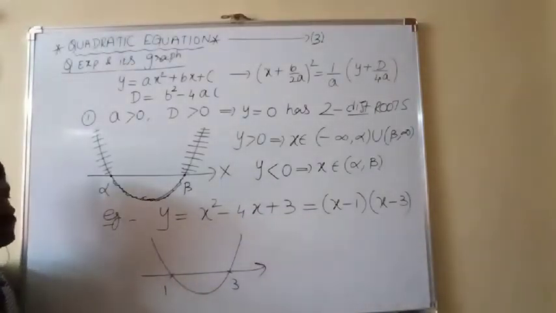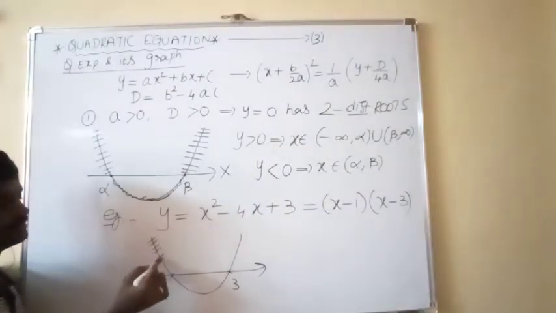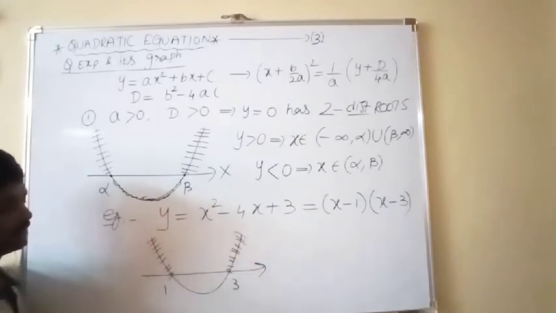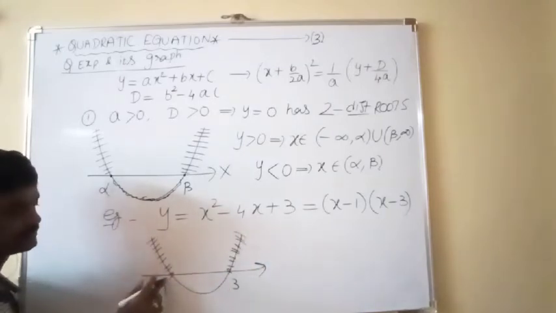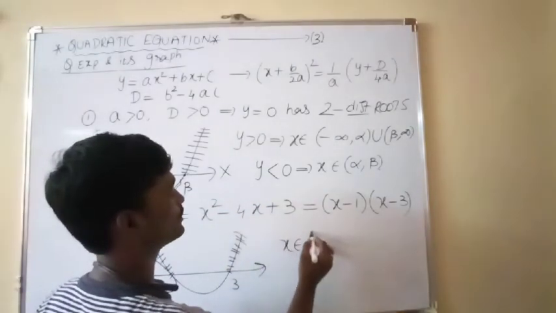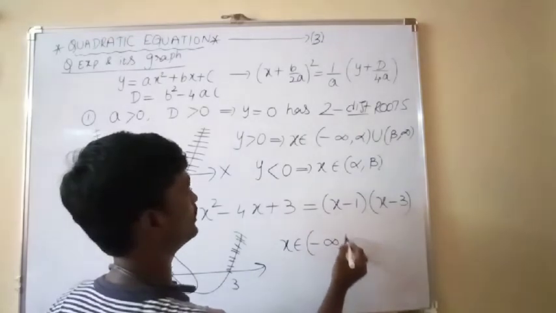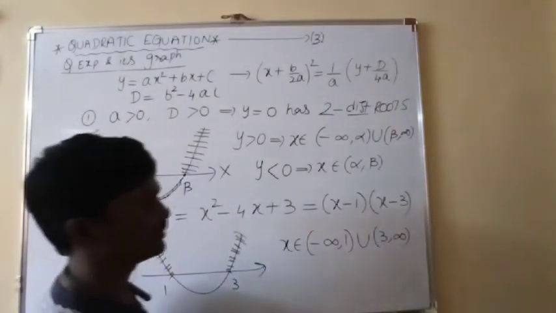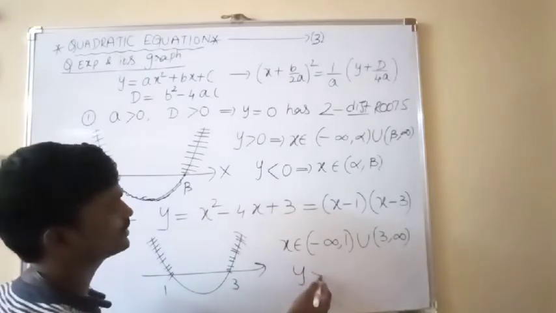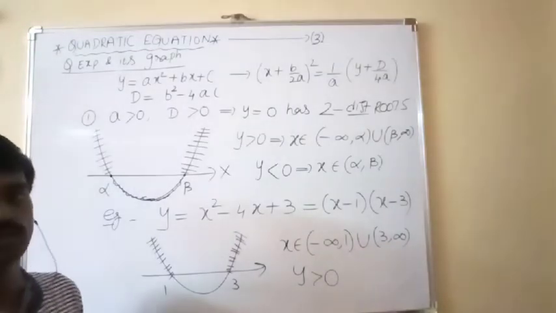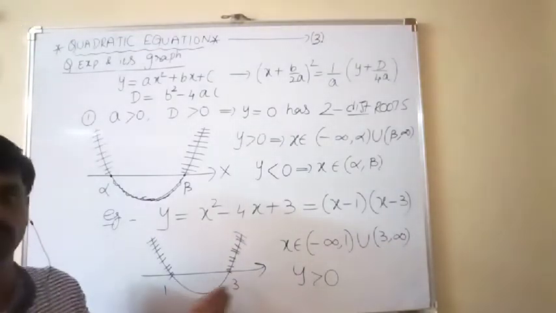So clearly for what values of x is y positive? See, this is the positive part only. So minus infinity to 1 and 3 to infinity. So x belongs to minus infinity comma 1 union 3 comma infinity. So for these values of x, y is positive. Obviously, y is negative between 1 and 3.